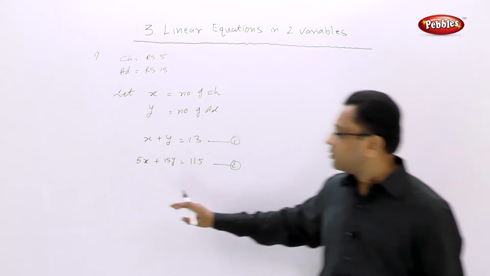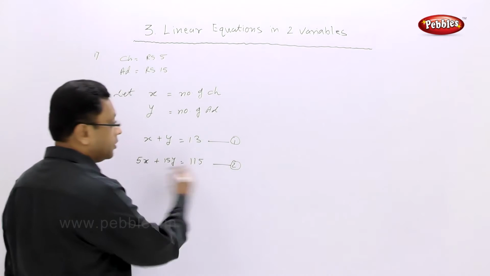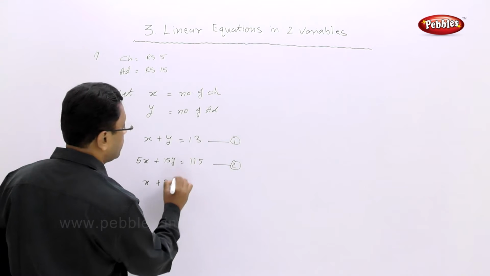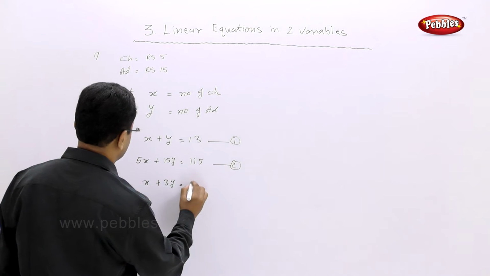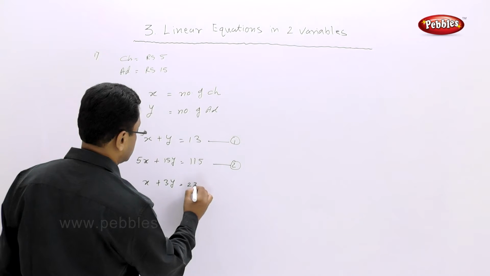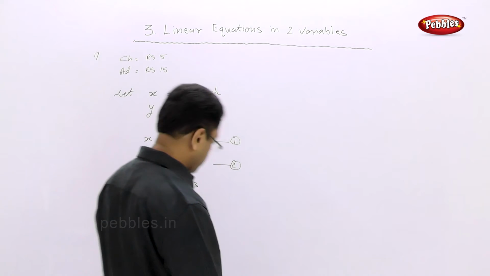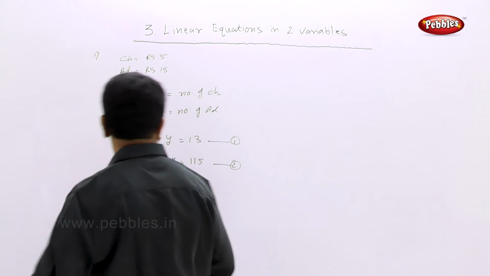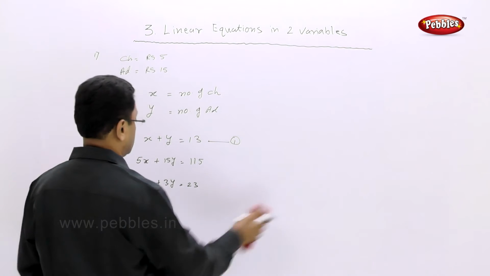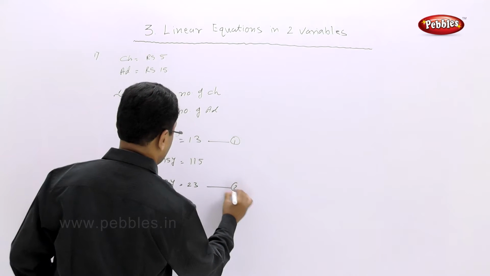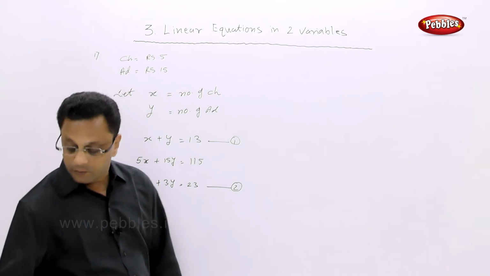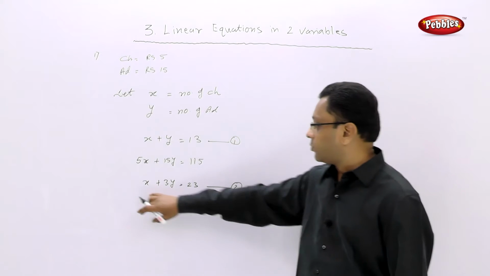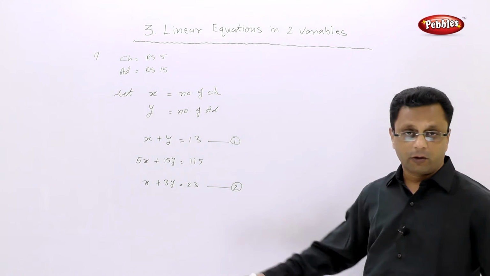Now let us simplify this. The second equation can be further simplified. If you divide everything by 5, you will get x plus 3y is equal to 23. Right? So now this has become your equation 2. Now these are very simple. x plus y is equal to 13, x plus 3y is equal to 23. You can solve it simultaneously.